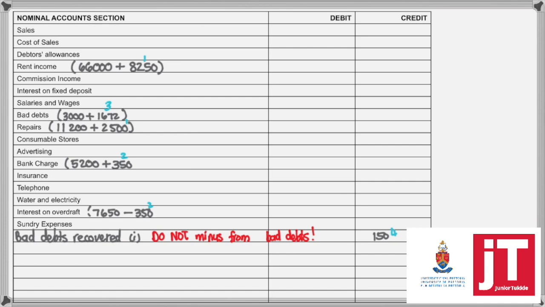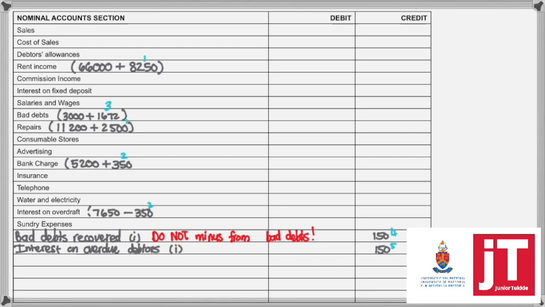Then number 5 is the interest on overdue debtor. So yet again, we have to add interest on overdue debtor because there's no account for it. And we're going to add 150 Rand there. And the debit was in debtors control in the balance sheet account section.